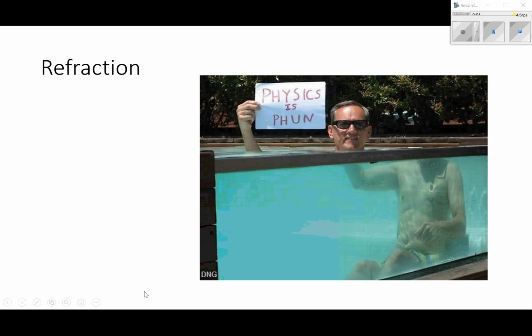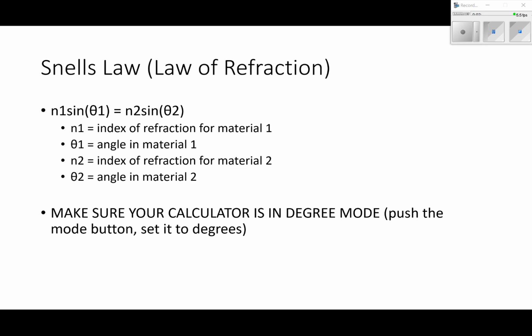This one, physics is fun. Don't worry, he's not actually decapitated. It just looks that way because when the light travels from the water to the glass to the air, it bends. So where his body is and where it looks to be are not in the same spot because light bends when it changes material.